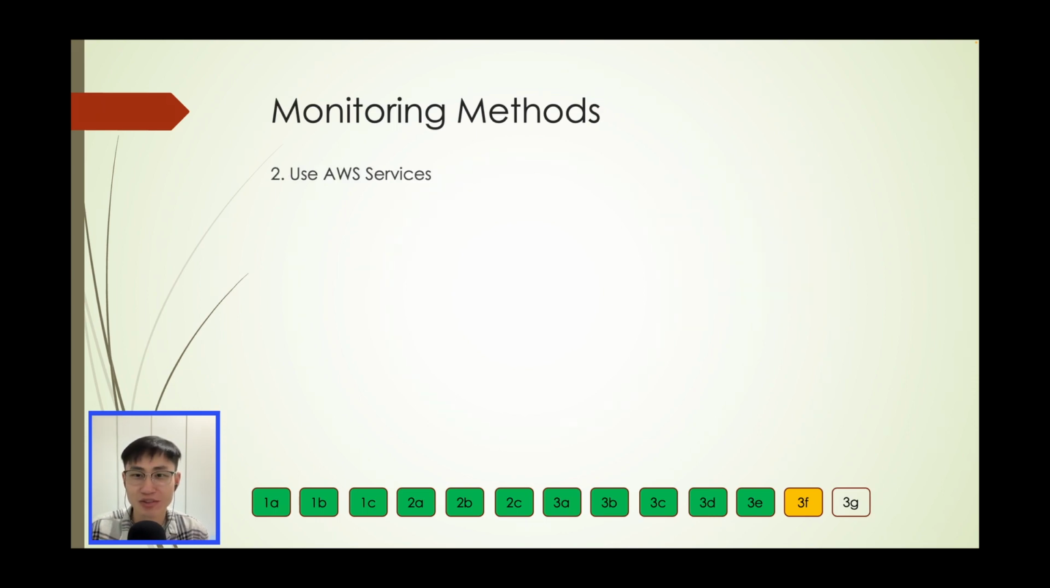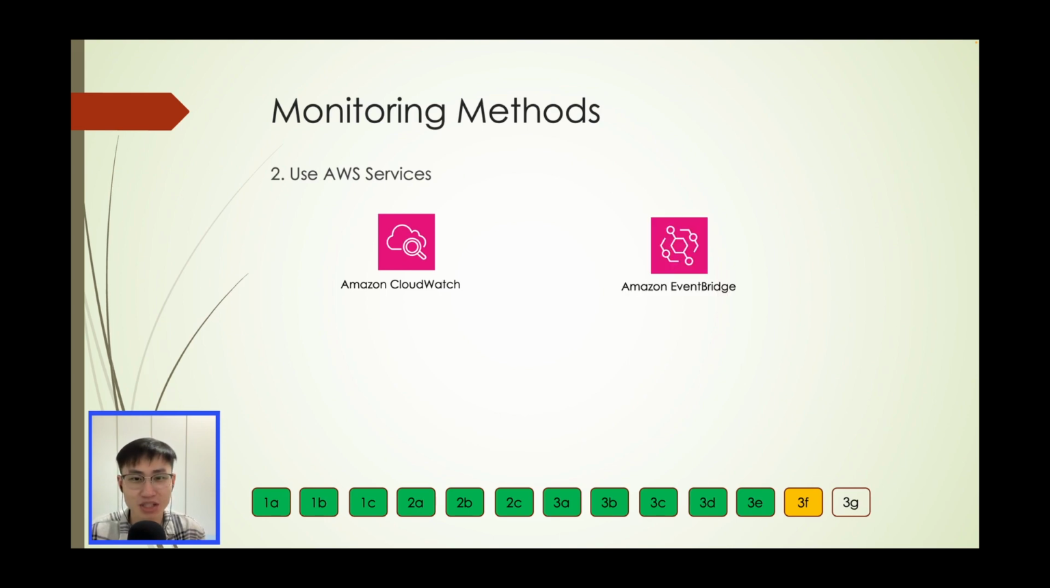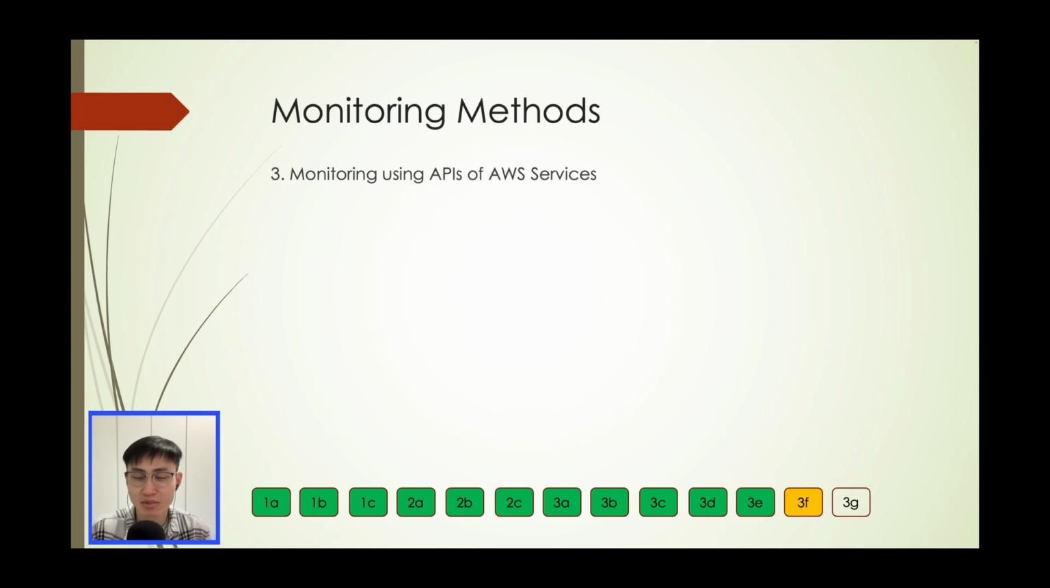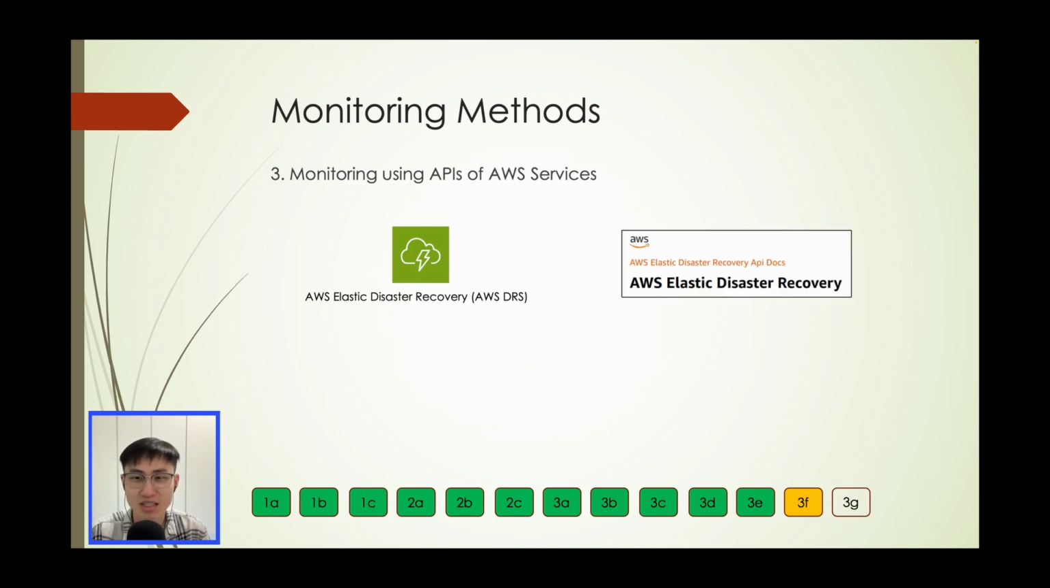Next, you can also use various AWS services such as Amazon CloudWatch, Amazon EventBridge, and Amazon Simple Notification Service or Amazon SNS. And lastly, you can monitor using APIs of AWS services such as the AWS Elastic Disaster Recovery or AWS DRS. You can refer to the full list of APIs in the link down below.